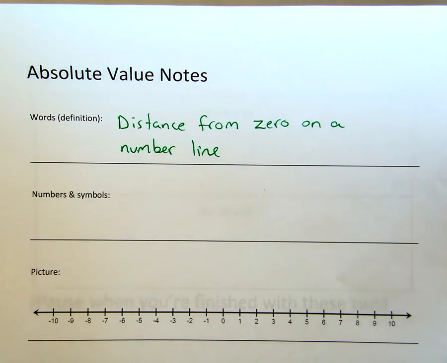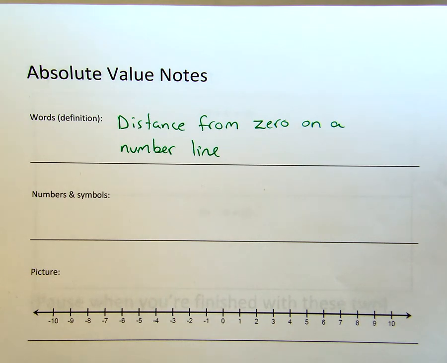When we're talking about absolute value, we're talking about distance. Specifically, the distance from 0 on a number line. When we measure distance, we don't say something is negative 30 miles away. We would just say it's 30 miles away.